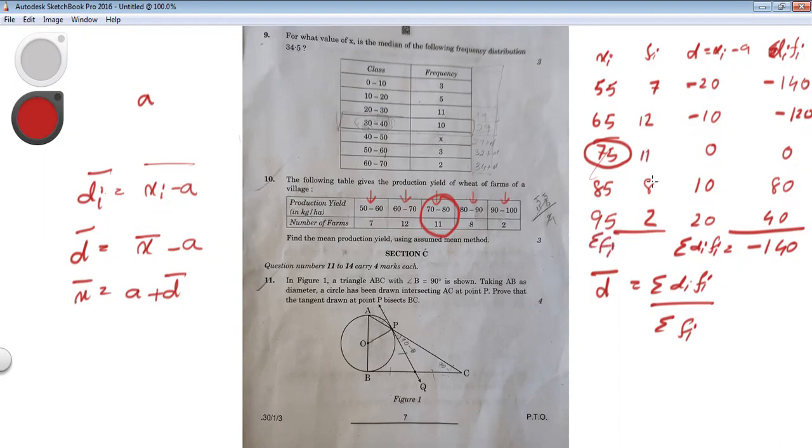7, 12, 11, 8, 2. So from the bottom I'm doing 2, 10, 21, 33, 40.